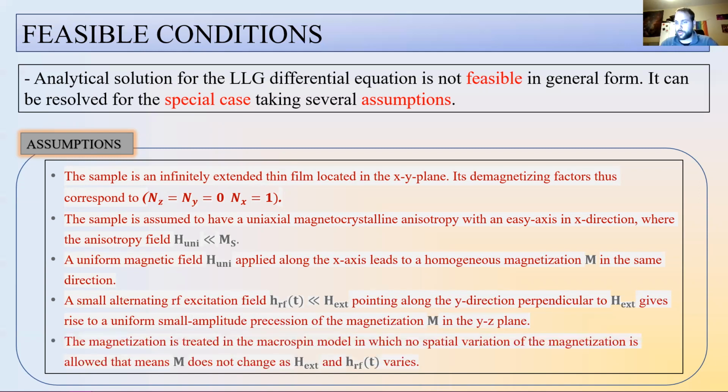And the last remark here is that the magnetization is treated in the macrospin model, in which no spatial variation of magnetization is allowed. That means M does not change as the external field and oscillating field vary. It means that we don't expect any change in the x direction of the magnetization vector.